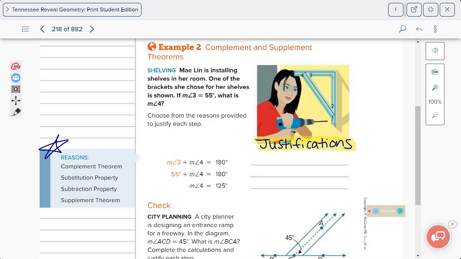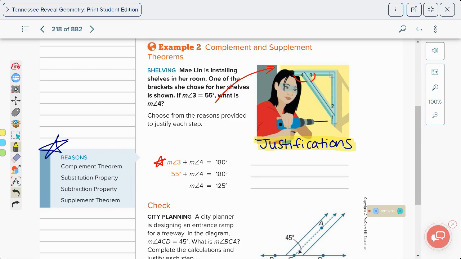So we're going to look at statement 1. It says the measure of angle 3 plus the measure of angle 4 equals 180. And if we go over here to the diagram, 3 and 4 are found right there. So we're asking ourselves, what's a reason? How do I know angle 3 and angle 4 equal 180? What type of angles might they be?